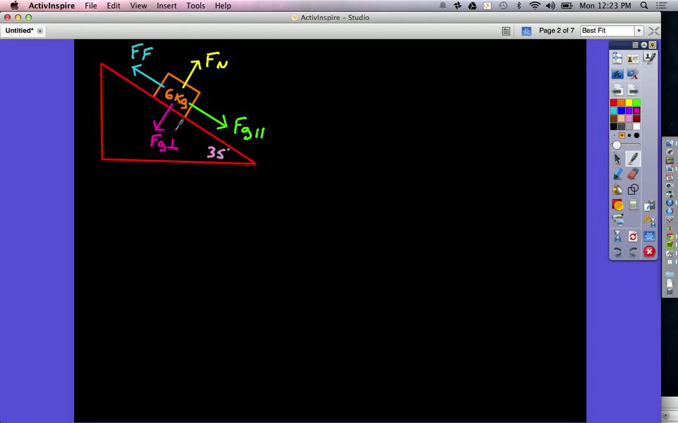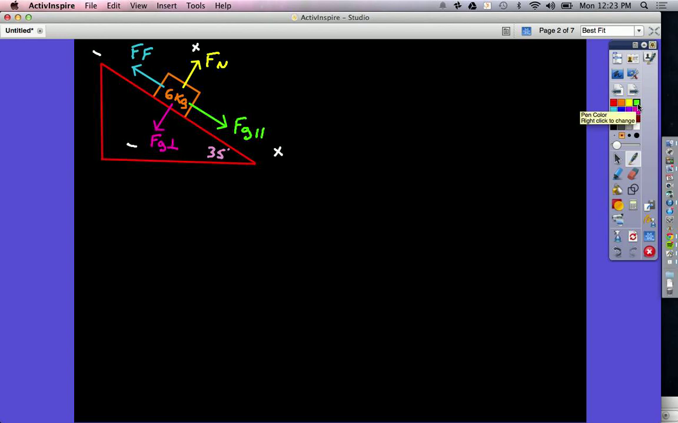So from our picture, we write our equations, after we figure out which way is my positive direction and which one is my negative. I'm going to say down the hill to the right is positive, up the hill to the left is negative, up that way is positive, and down into the ramp is negative. Now we can write our equations.